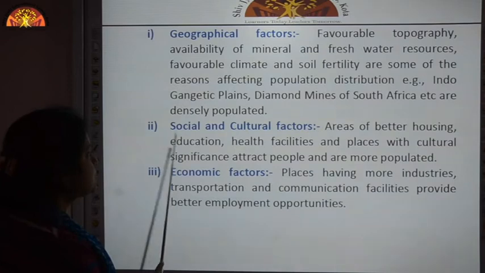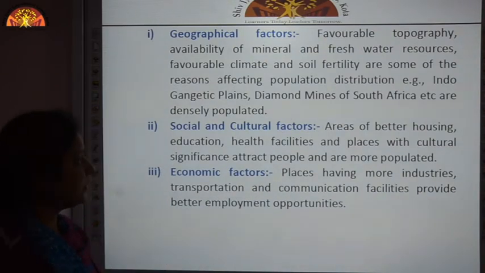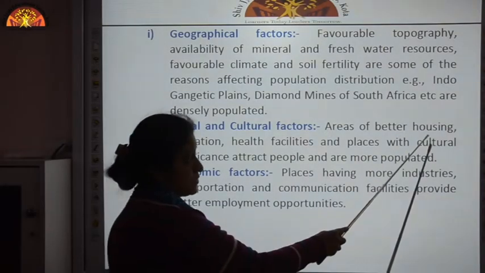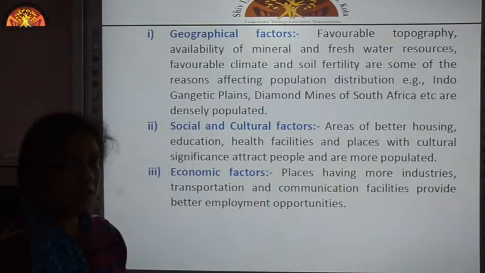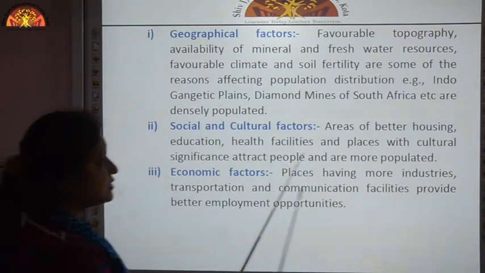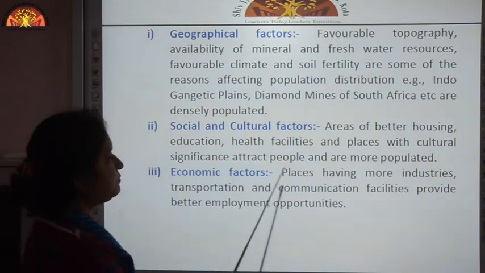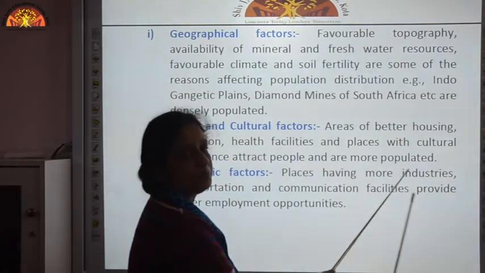Number 2, social and cultural factors. This is also a very important factor. Areas of better housing, जहाँ पर रहने की facilities अच्छी मिलेंगी, people will prefer to live there. Education, health facilities and places with cultural significance attract people and are more populated.